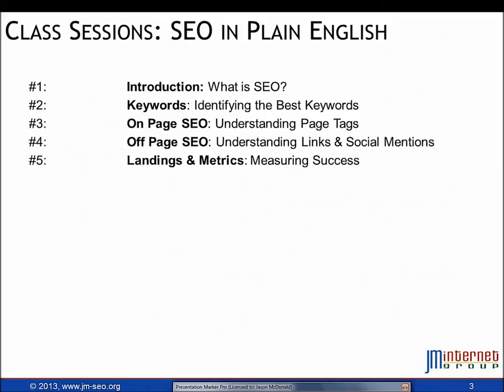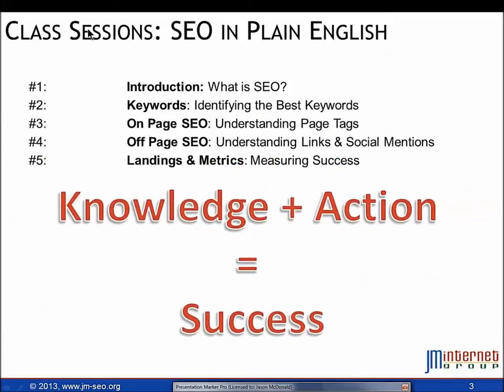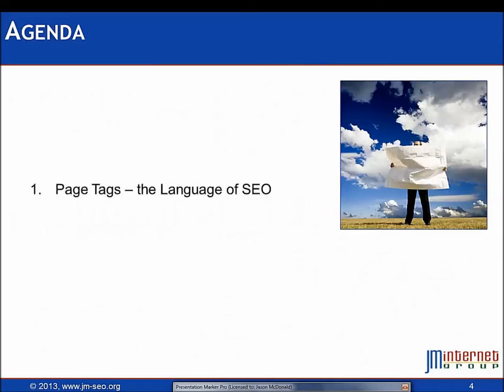So we're here at class number 3, on-page SEO, understanding page tags. And our whole philosophy is built on we need some knowledge. We need to know how the game is played, what the rules are. And then we're going to put that into action. We're actually going to do some things to our website. And that's going to generate our success.